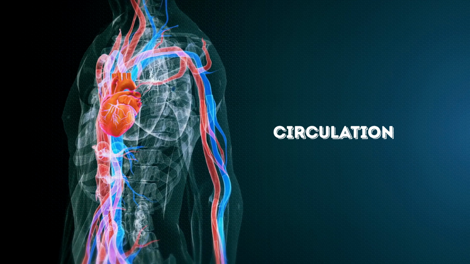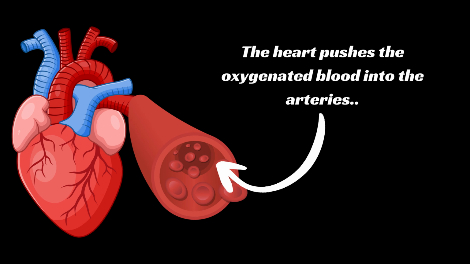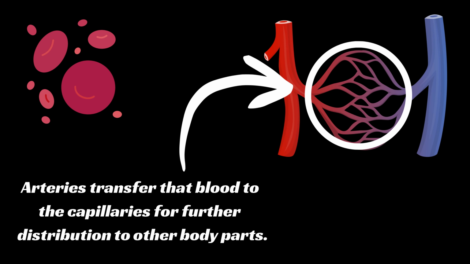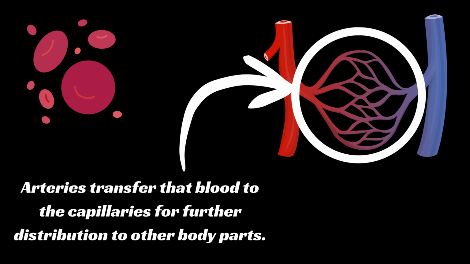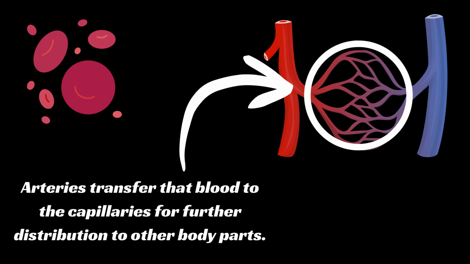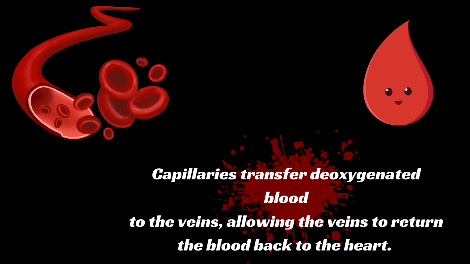So let's talk about the process of circulation. The heart pumps oxygenated blood to the arteries, and then the arteries transfer that blood to the capillaries, which transfer that blood to other body parts and take that deoxygenated blood to the veins.